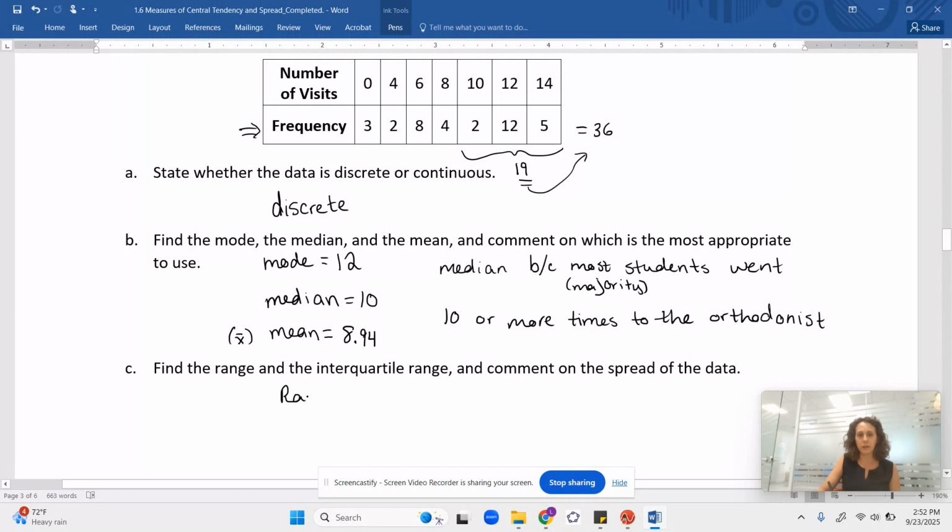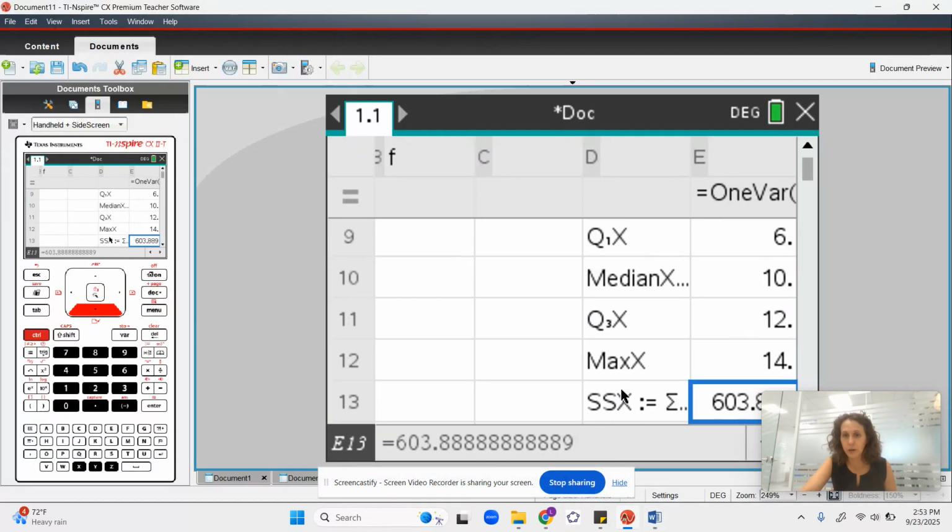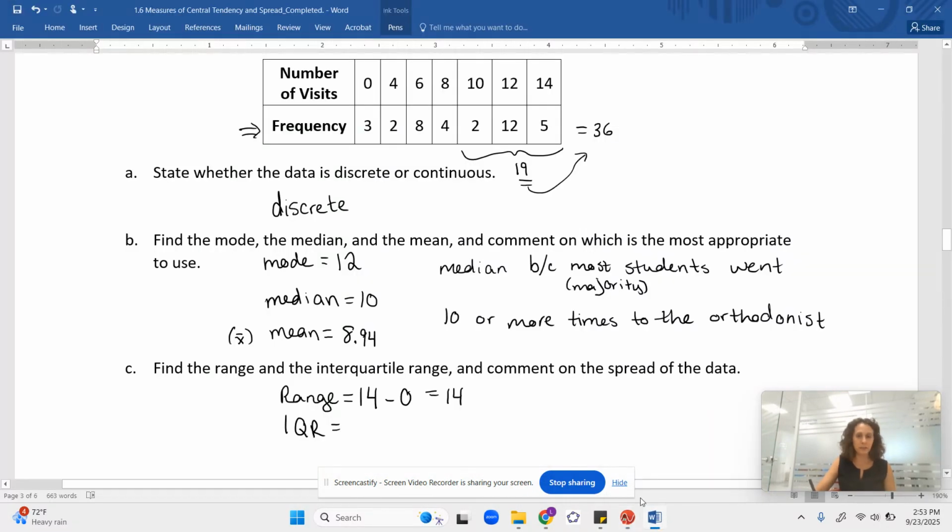And then also the range is the max minus the min. The max number of times someone went to the dentist was 14. The minimum number of times somebody went to the dentist was 0. So the range is 14 minus 0 or 14. And the IQR is Q3 minus Q1. And I can see Q3 and Q1 here. It looks like Q3 is 12 and Q1 is 6. So I'm going to go Q3 minus Q1, which is 12 minus 6, or 6.